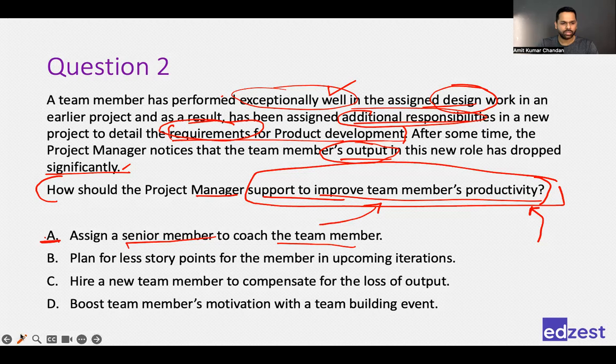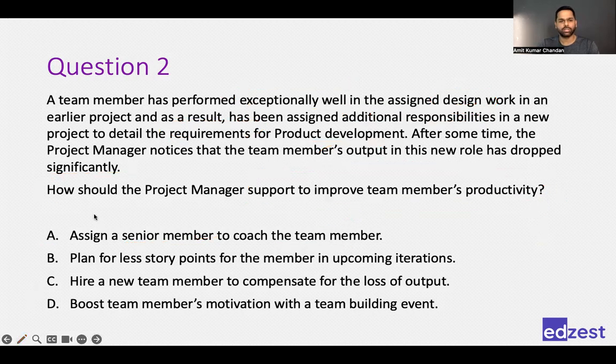But as we know, we have to find the best choices. So this might or might not be the best choice. We'll come to know only when we compare. So B, plan for less story points for the member in the upcoming iterations. Okay, this will in fact decrease the productivity. In the same iteration, they will be doing less work. So if they are doing less work, their productivity has gone down.